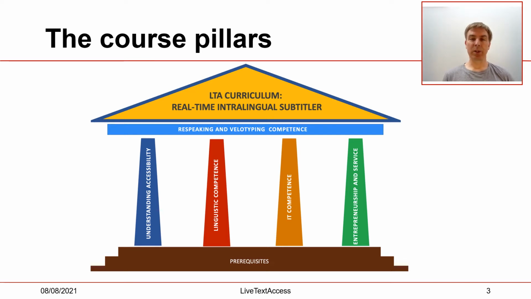Each of the 4 pillars stands for a general unit aimed at developing knowledge and awareness about accessibility and skills related to the linguistic, IT and entrepreneurship spheres. These units run parallel to the unit devoted to developing Velotyping skills, and it is represented by the architrave. Both the general units and the Velotyping unit are made of training sequences called elements, and each element is composed of 3 learning outcomes or LOs.